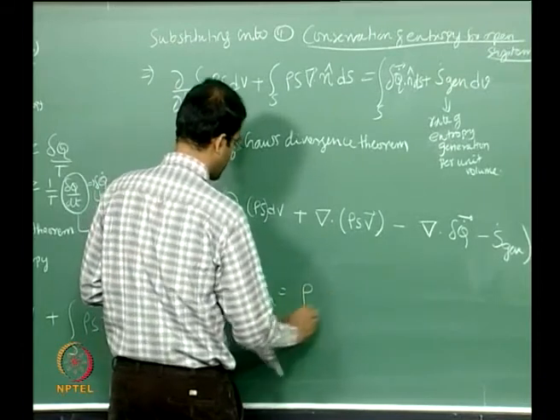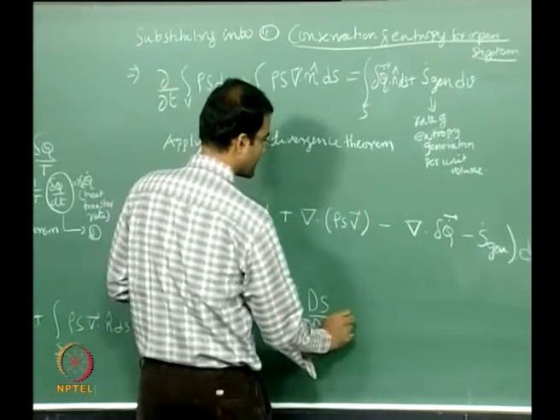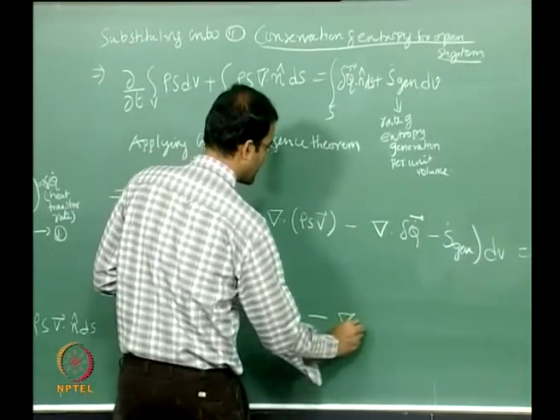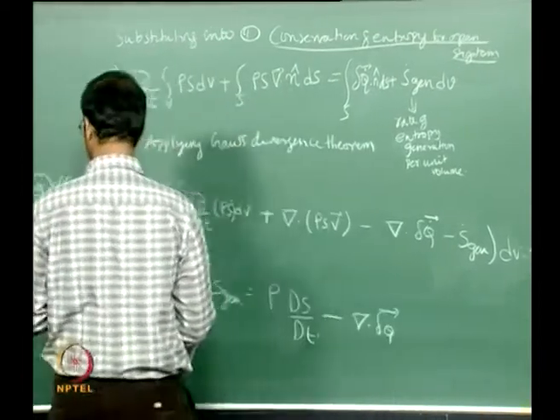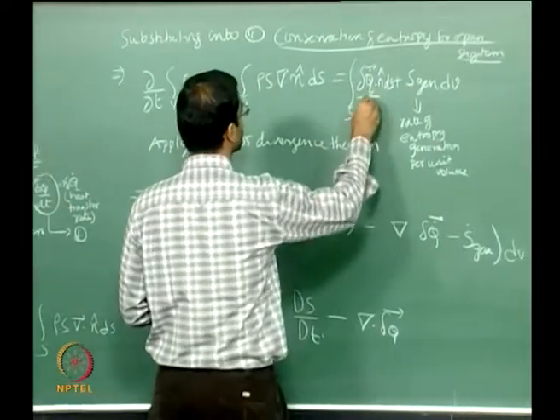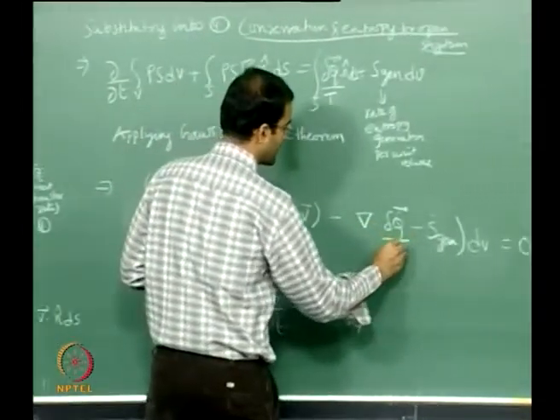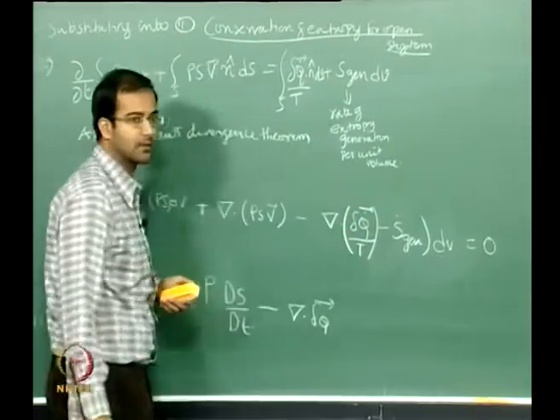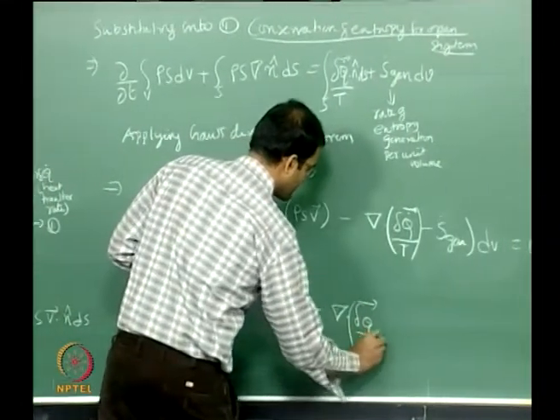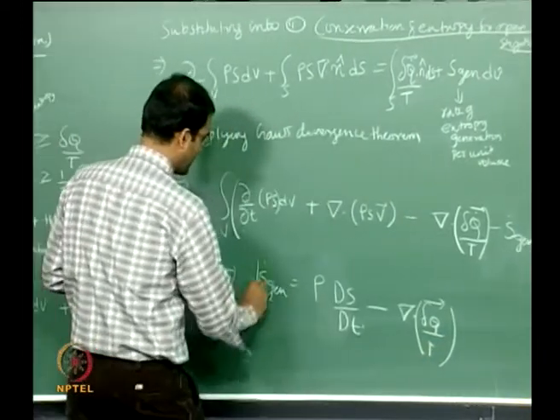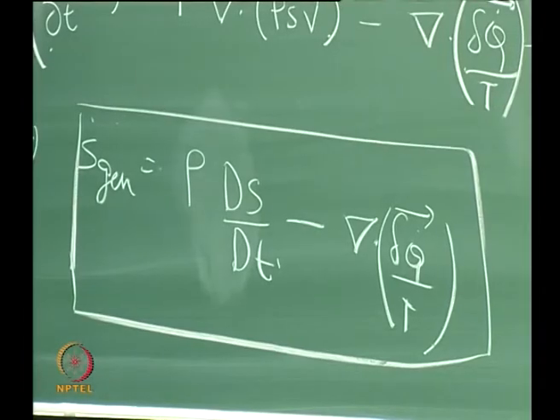the total derivative notation, which is rho ds by dt, okay, minus del dot delta q, I think this should be delta q by T, okay. I think I omitted by T because that is there in the Clausius inequality, okay. So this divergence operator is on this entire term, okay. So this is how I finally can calculate the rate of entropy generation.